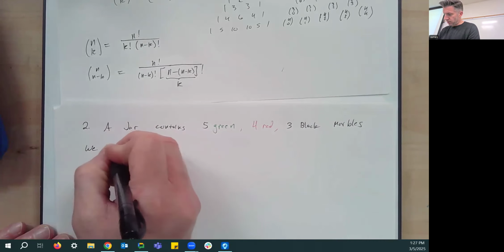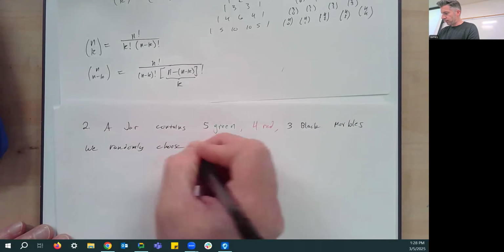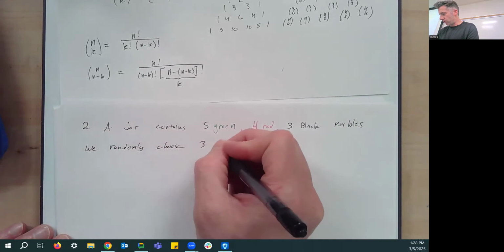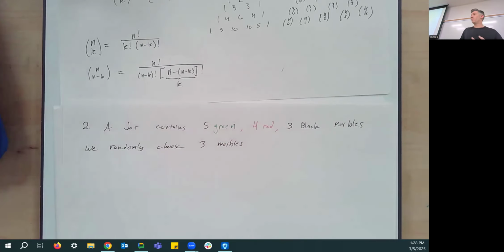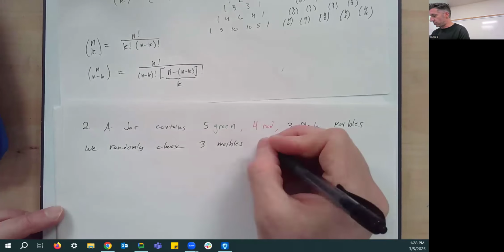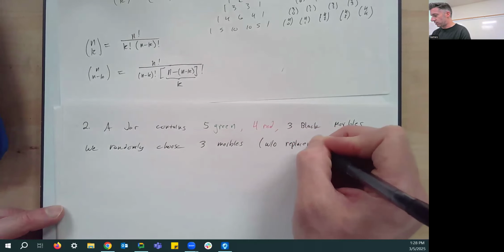We randomly choose or select 3 marbles. I'll point out that we didn't say anything about whether we're putting them back in or not. If you don't say anything, the assumption is it's without replacement, meaning you take a marble out and you don't just put it back in. So we randomly choose 3 marbles without replacement. We're not putting them back after each choice.